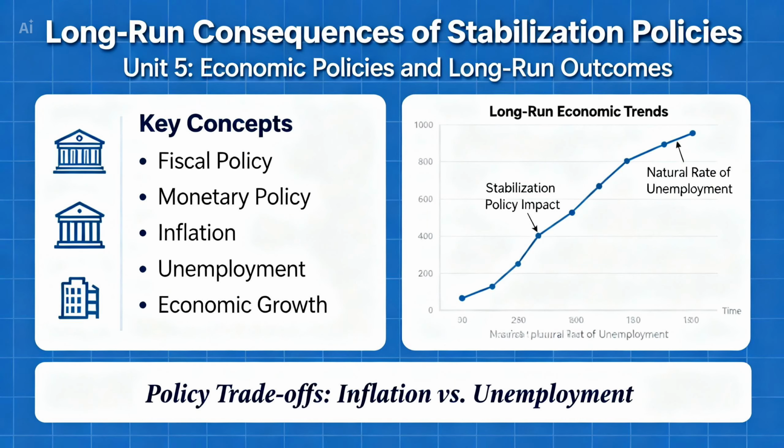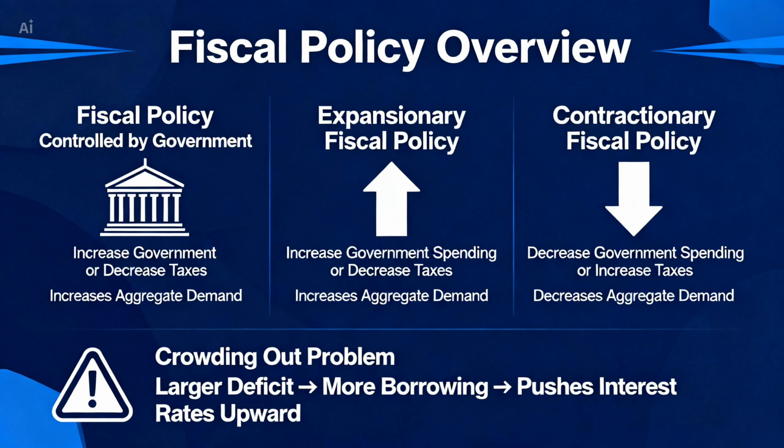Now, let's talk about Unit 5, long-run consequences of stabilization policies. Unit 5 connects economic policies to the long run. You need to understand fiscal policy, monetary policy, inflation, unemployment, and economic growth. Fiscal policy is controlled by the government. An expansionary fiscal policy increases government spending or decreases taxes. This increases aggregate demand. A contractionary fiscal policy decreases the government spending or increases taxes. This decreases the aggregate demand.